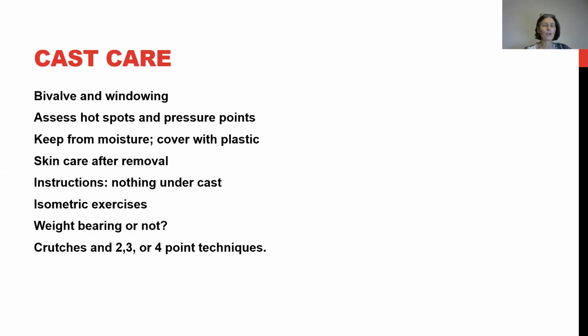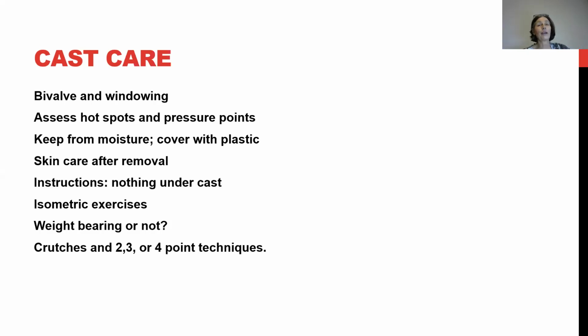But now we've got food products or toy products putting pressure or potentially breaking down under the cast. Not a good picture. So teach them nothing goes under the cast. Nothing goes into the cast. It is not a pocket. And they should not pull the padding out. Padding is important in your cast.